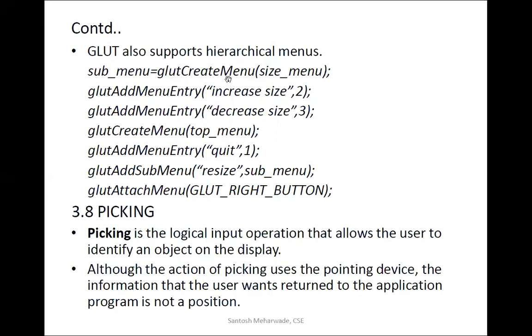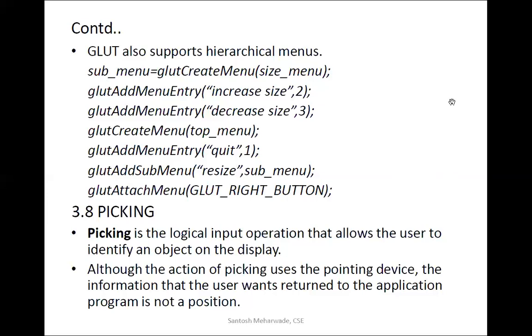Here glutCreateMenu. Because one menu is already there, and here one more sub menu based on an item. When I press that item, one more small menu will be opened up. So here glutCreateMenu, and this is the name for that menu, a size menu. Our main menu is nothing but the top menu, and the small menu that we get, we call it a size menu. That is going to be given as a sub menu.